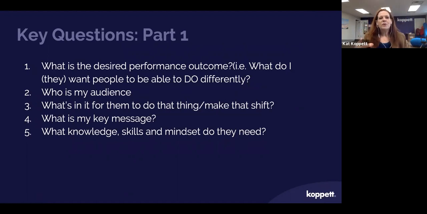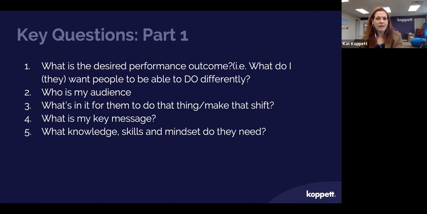Or put another way, what is it that I, or my client, wants people to be able to do differently at the end of the training session? This is very explicitly a question about what do we want them to be able to do differently? Not what do I want them to feel or what do I want them to know? But what do I want them to be able to do differently? And in the context of organizational professional training, it's usually some kind of job performance that I want them to be able to do differently.